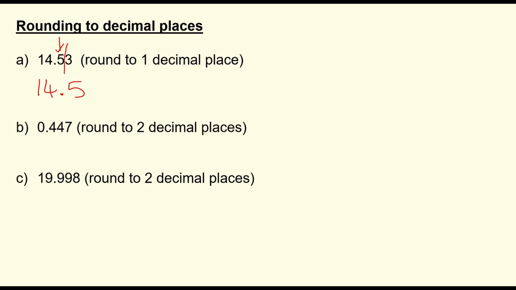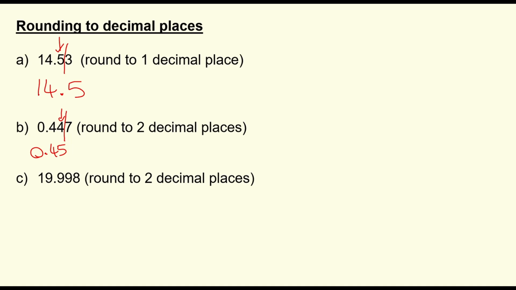Easy peasy. Right, next question is rounded to 2 decimal places. It's basically the same thing, but obviously the second decimal place is here, so I'm going to put my cut-off point there. Another change, of course, is that the next number is 5 or bigger, so I'm going to change this to 0.45 before cutting everything off. 0.45.